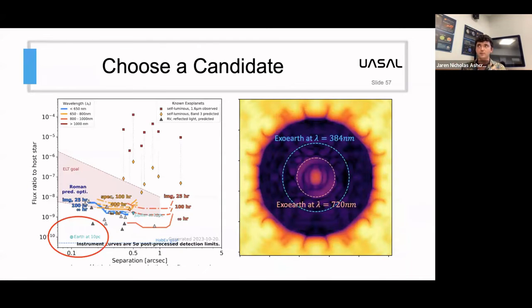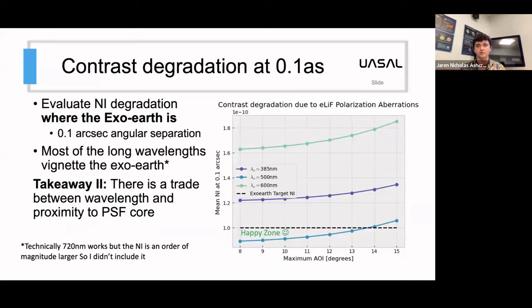So we need to choose a candidate. I had already put up this plot of Earth at 10 parsecs at a 100 milliarcsecond angular separation, and then fixed that on the focal plane. These dashed circles on the right show where it would line up for a coronagraph at the 384 nanometer wavelength or the 720 nanometer wavelength, very close to the PSF core, or maybe in the middle of this dark zone. So we might have different abilities to recover an exoplanet from those. Essentially, we're evaluating the normalized intensity degradation where that exo-Earth actually is.